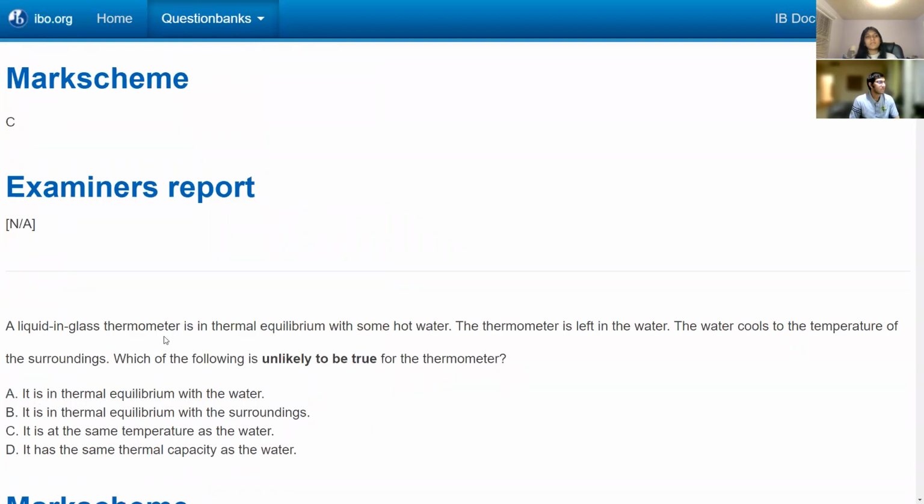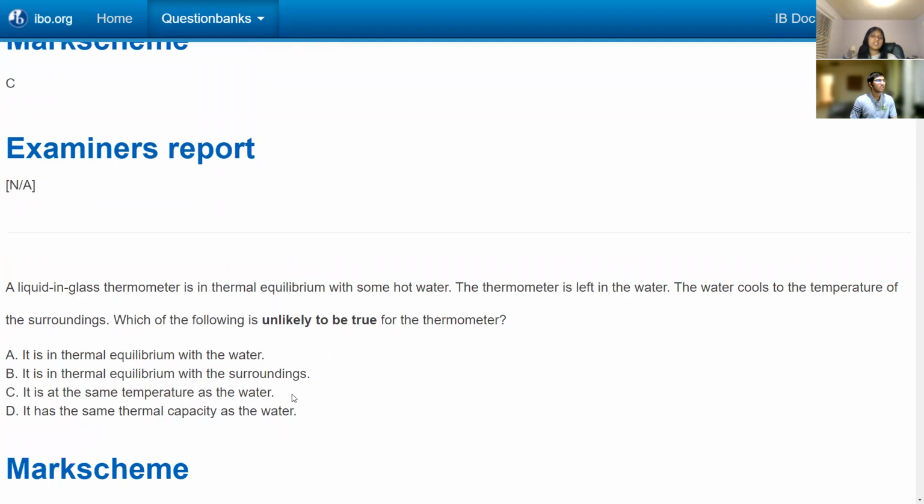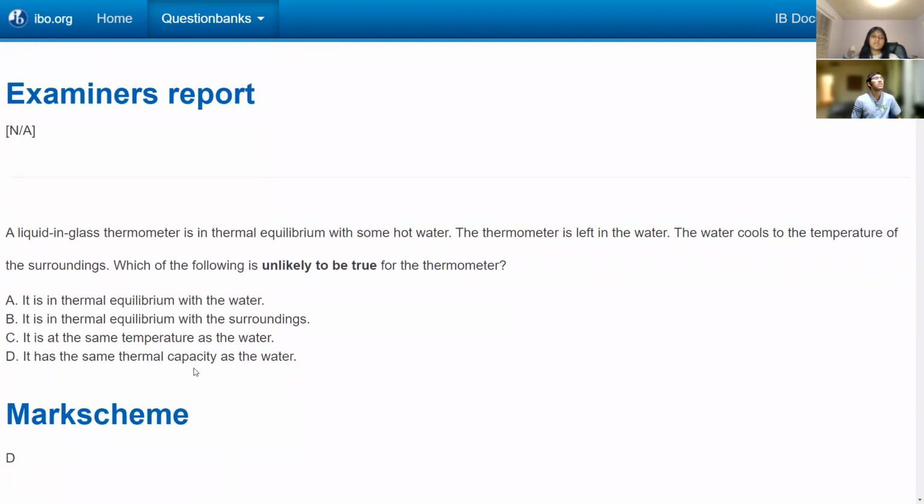Liquid in glass thermometer is in thermal equilibrium with some hot water. The thermometer is left in the water. Water cools. Which of the following is unlikely to be true for the thermometer? So if the thermometer is left in the water, A has to be true, right? Yeah, and so C has to be true, right? Yeah, and then B would also have to be true, right? Because if the water's... D is unlikely. It could have the same thermal capacity, but we don't. Yeah. Okay.